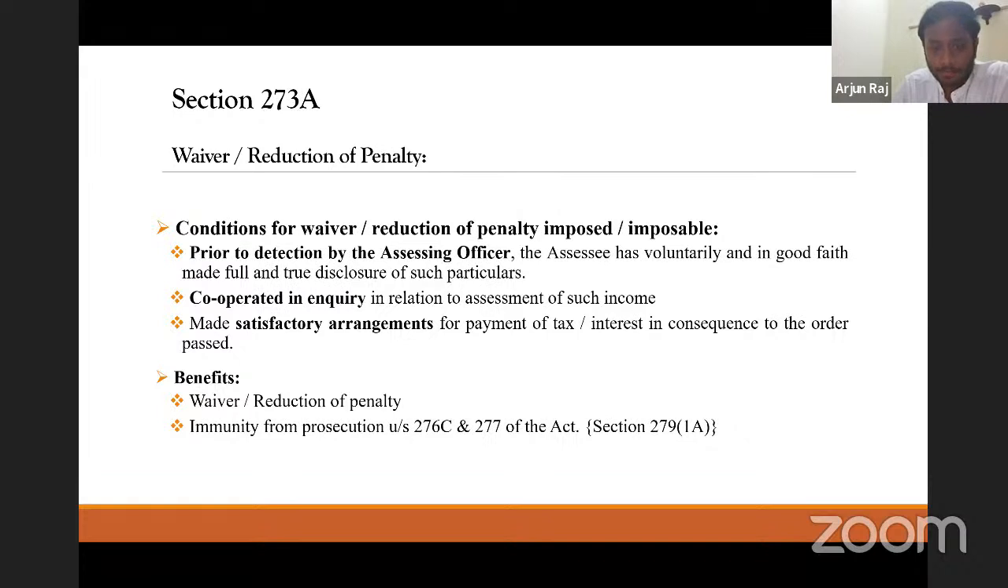Second is the fact that for this waiver or reduction, you don't have to waive your right of appeal. You are just asking for a waiver or reduction of penalty after the penalty has been imposed. That is another advantage. And again, here, immunity from prosecution under sections 276C and 277 is granted if the waiver is entertained.